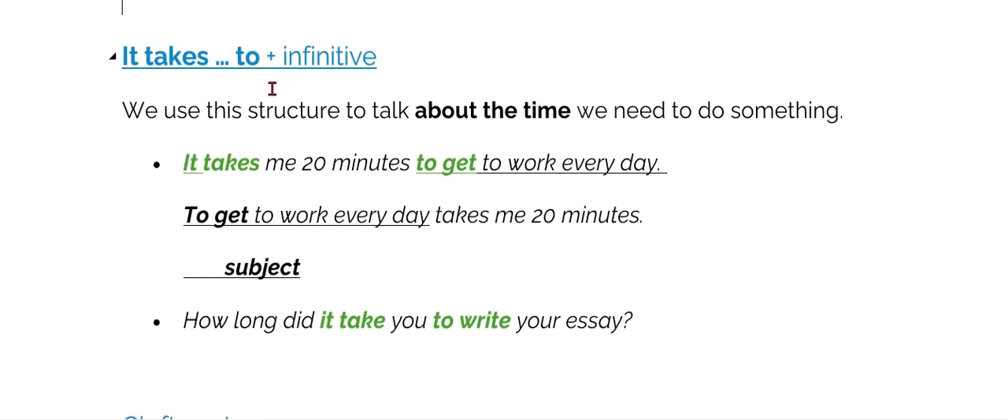So we can use it as a preparatory subject with the phrase takes to talk about the length of time, okay? We use this structure, I mean, it takes plus infinitive, to talk about the length of time we need to do something. For example, it takes me 20 minutes to get to work every day. We don't say to get to work every day takes me 20 minutes as a long subject. We say it takes me 20 minutes to get to work every day.